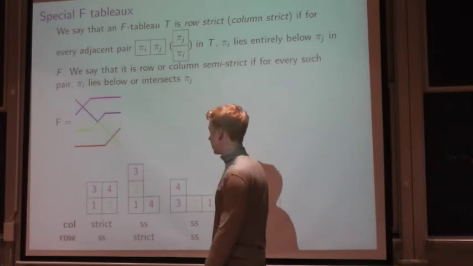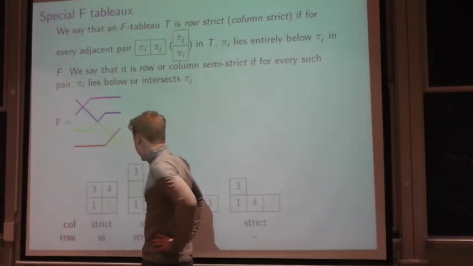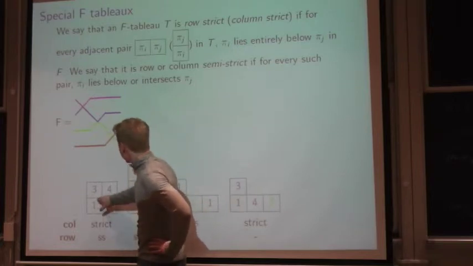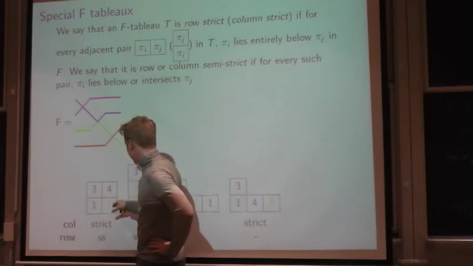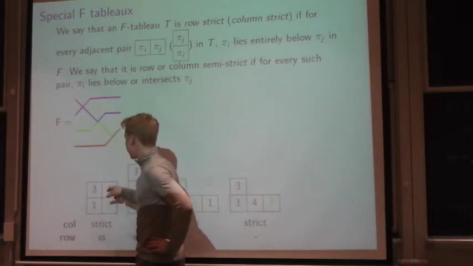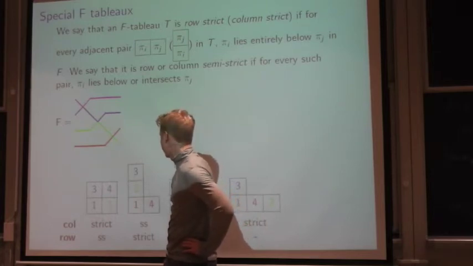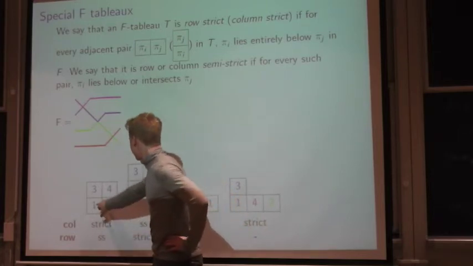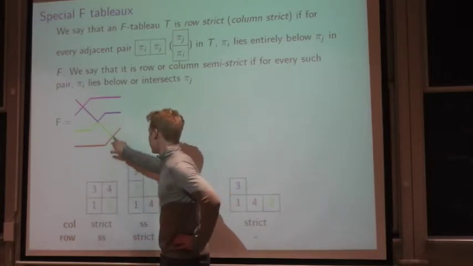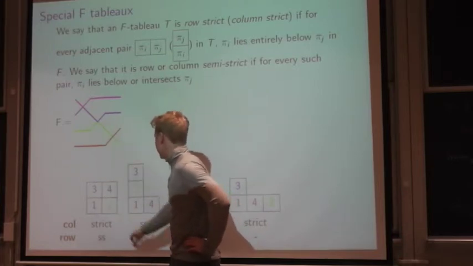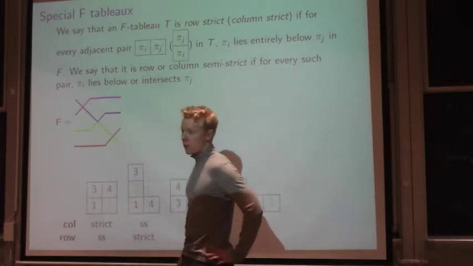So let's see. This tableau here is column strict. Let's check. Path 1 lies entirely below path 3, and path 2 lies entirely below path 4, no intersection. So yes, this is column strict. On the other hand, it's not row strict because 1 and 2 intersect. It is row semi-strict, even though these are sort of out of order, because these intersect, and these also intersect.